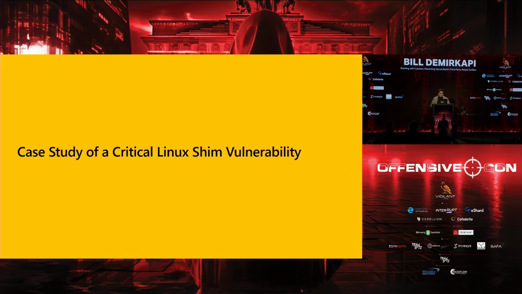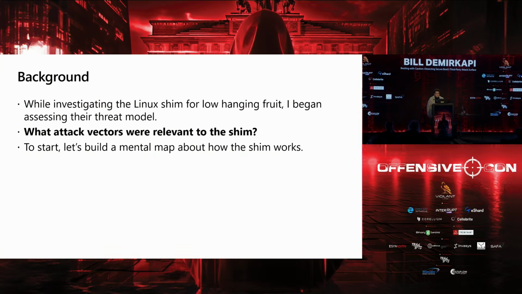I want to show you what these challenges can look like in practice with a case study of a critical Linux shim vulnerability I found. When I was investigating the Linux shim for low-hanging fruit, I began with their threat model. What attack vectors were relevant to them? What I like doing is building a mental map of how the component works.